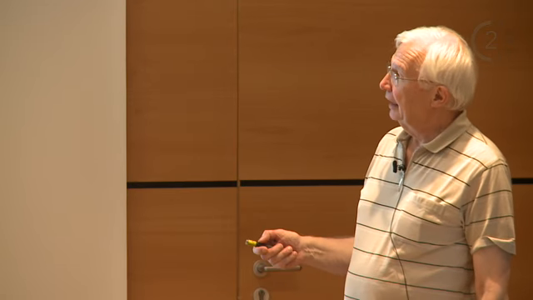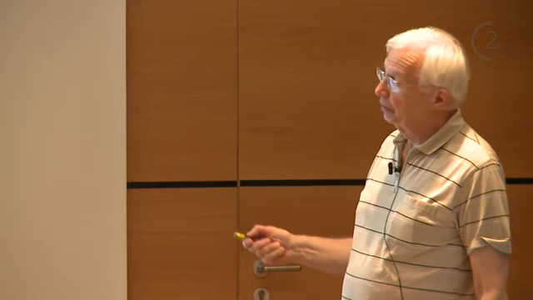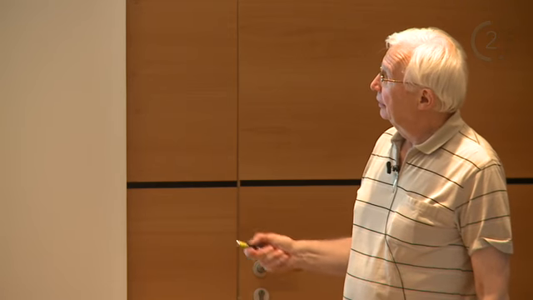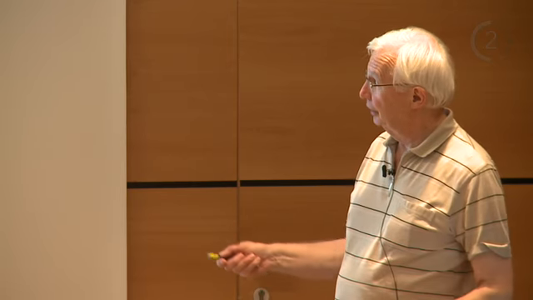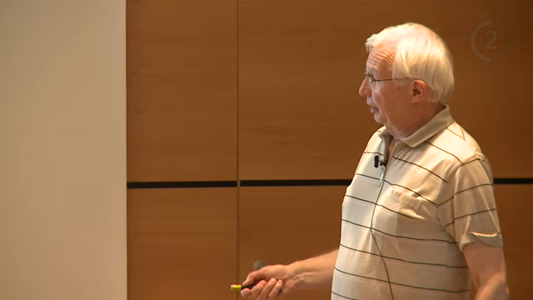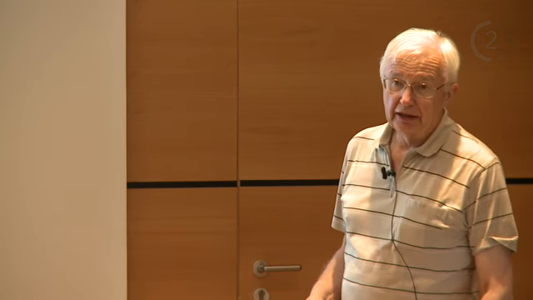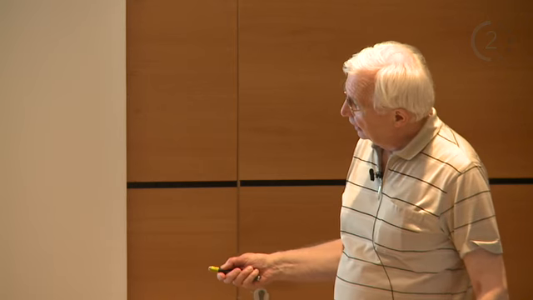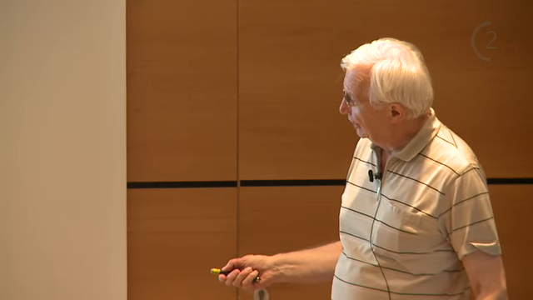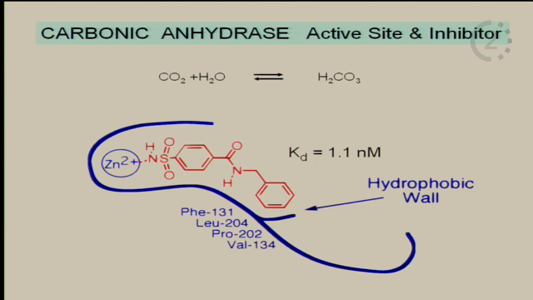anhydrase. This enzyme interconverts CO2 water with carbonic acid, and it is a very important enzyme, especially in the lungs, because that's what does the interconversion. And it has an active site which people have tried to make inhibitors for. And one inhibitor, a very good one, with 1 nanomolar, stability constant 10 to the 9, is this very simple molecule. There's an active site with a zinc, and an active site with a hydrophobic wall.